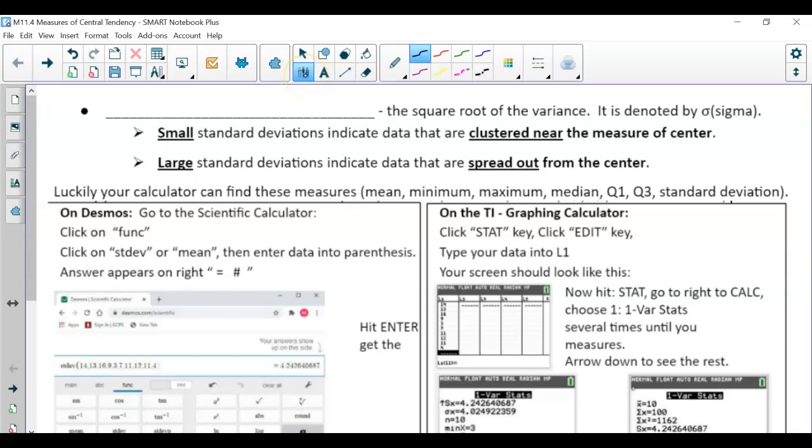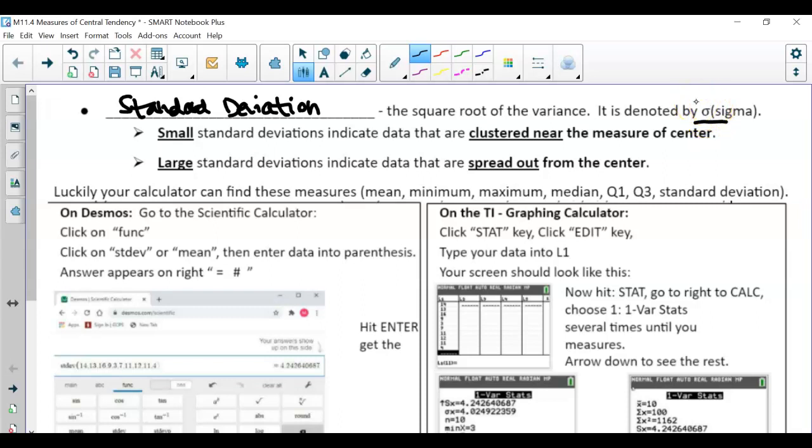And this new concept is what is called the standard deviation of data. So the standard deviation is the square root of the variance, and we're going to use this symbol here. We're going to use sigma. So sigma is going to always represent the standard deviation.